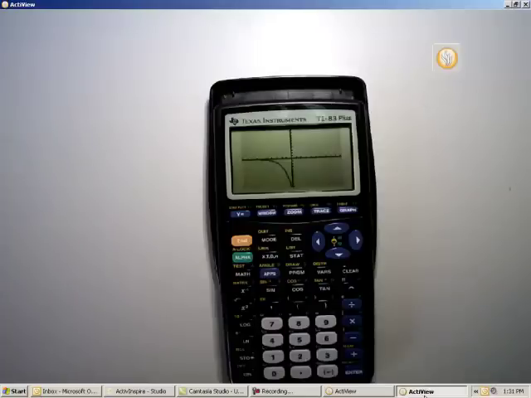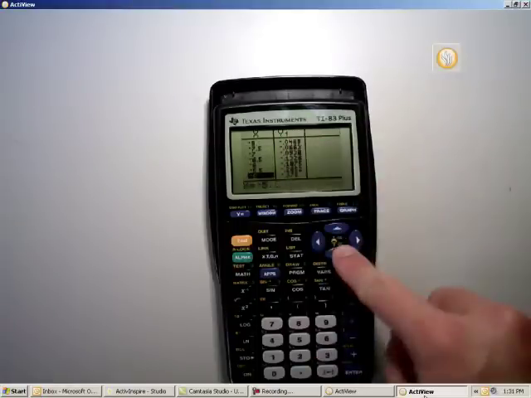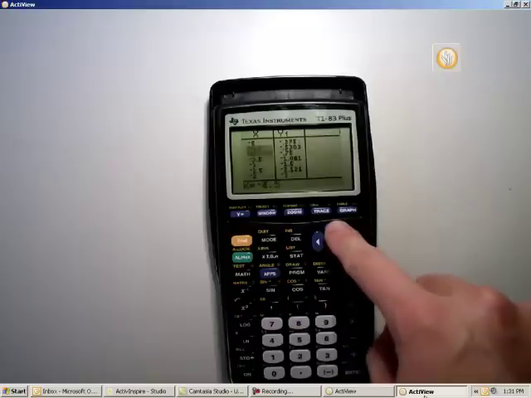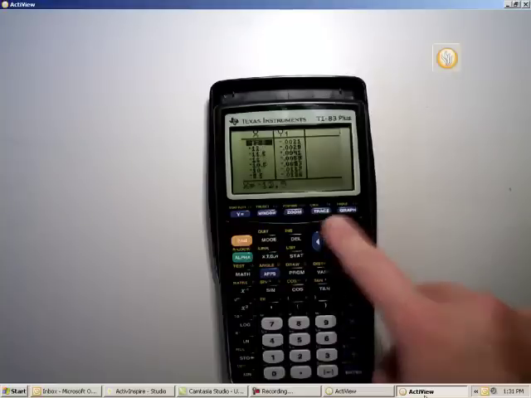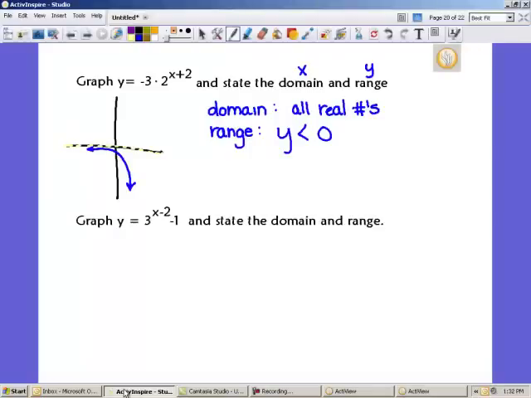So if you go to your table, you can see that all of these numbers on the y side are very small, and they just keep getting smaller and smaller, so they never really touch 0. So if they do not touch 0, we're going to leave that little line out of this. So there's your domain and range. Okay, now the next one.